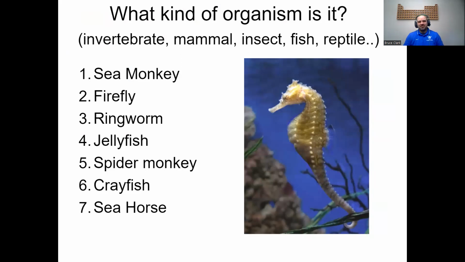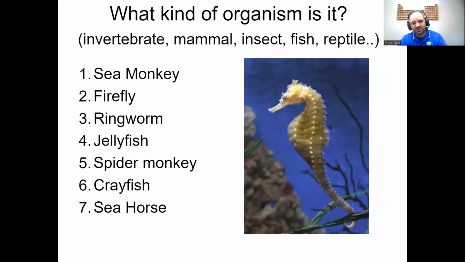Other confusing common names that we have: sea monkeys are not mammals at all. They're invertebrates. Fireflies are lightning bugs. They're the same organism. They're insects. Ringworm is actually not a worm. It's a fungus that people can get on their skin. A jellyfish is also not a fish, even though it has fish in the name. It's an invertebrate.